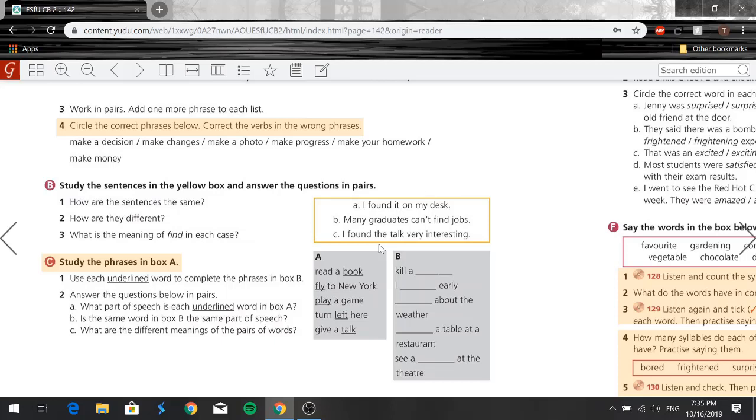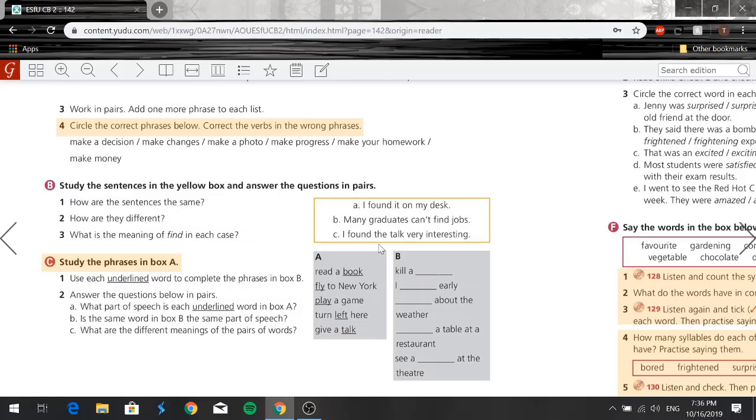Alright, so let's take sentence A. I found it on my desk. Well, found here basically refers to finding something that had been lost, right? So I found it on my desk, implying that I was looking for it, okay? And B, many graduates can't find jobs. Well, find here means that graduates are struggling to get a job, okay?